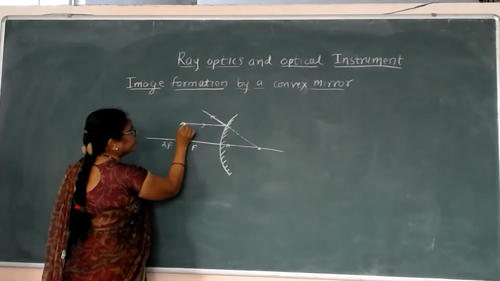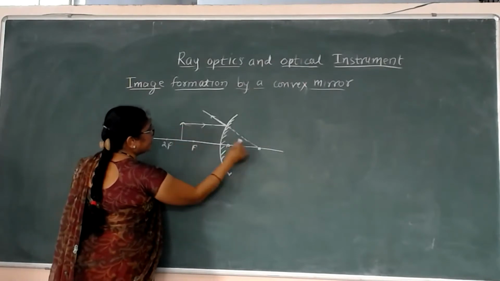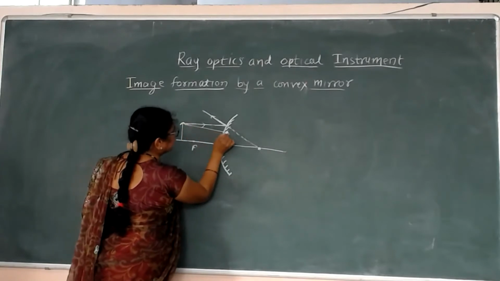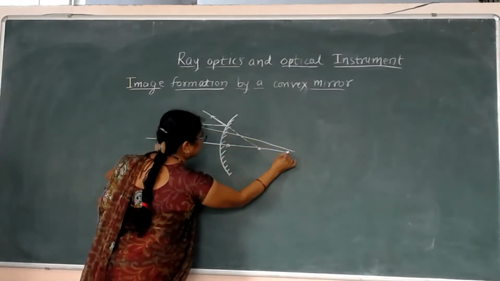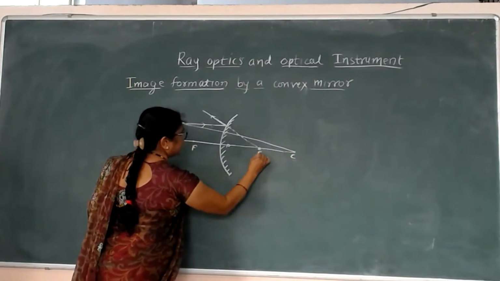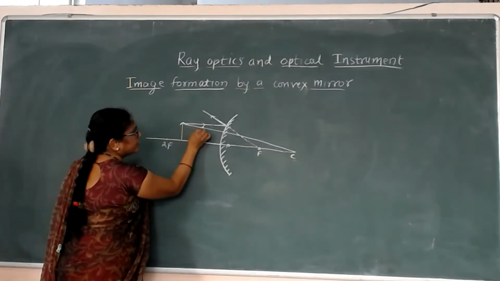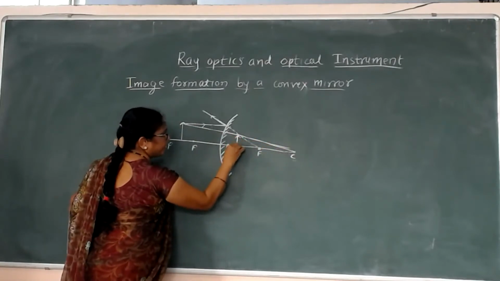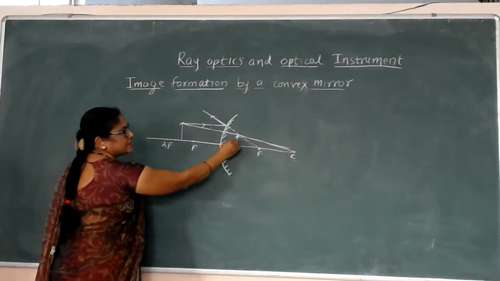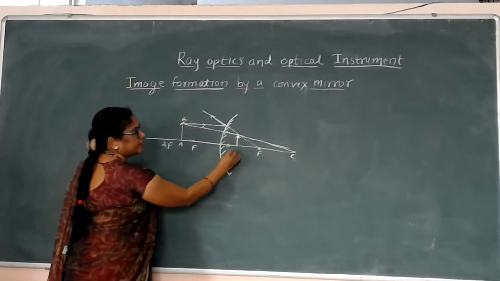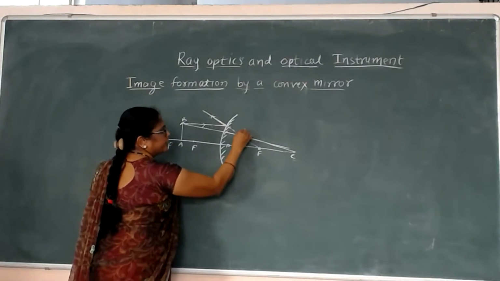Take another light, which is incident on the center of curvature. So here, where both the rays meet, there is the formation of an image. So this is an image. Suppose this is AB, the object. This A dash B dash is the image.